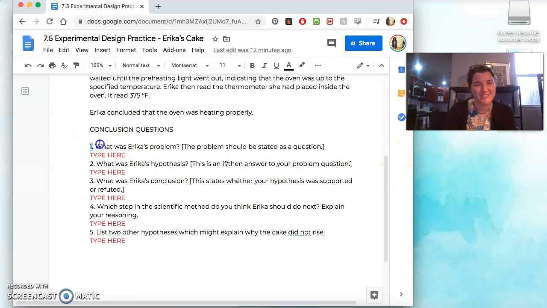Conclusion questions. What was Erika's problem? What was Erika's hypothesis? What was Erika's conclusion? Which step in the scientific method do you think Erika should do next? Explain your reasoning. List two other hypotheses which might explain why the cake did not rise.